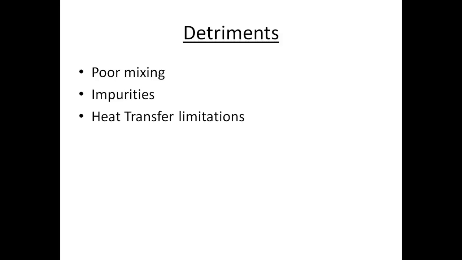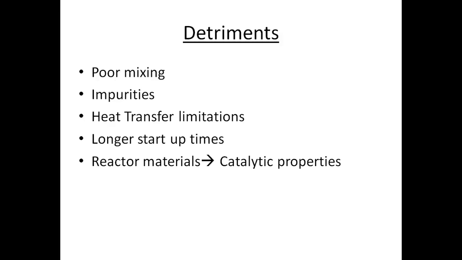When would you not want to use a batch reactor? When the materials used cause poor mixing in the system, when there are risks of impurities. A batch reactor contains heat transfer limitations and results in a longer startup time. Also, if the materials used in the reactor have catalytic properties, a batch reactor would not be good to use.